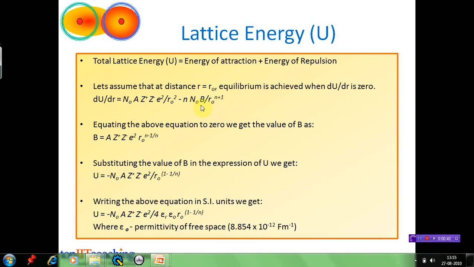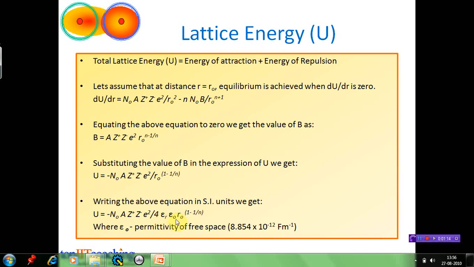If we equate this equation to 0 and rearrange it, then we can obtain the value of capital B, which comes out to be A Z plus Z minus e square r naught raised to n minus 1 divided by n. Now, if we substitute the value of B in the expression of lattice energy, we obtain lattice energy, that is U equal to this quantity. If we write this equation in terms of SI units, we get U is equal to minus N naught A Z plus Z minus e square divided by 4 pi epsilon naught r naught, multiplied by 1 minus 1 by n.